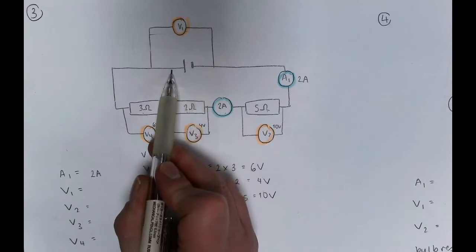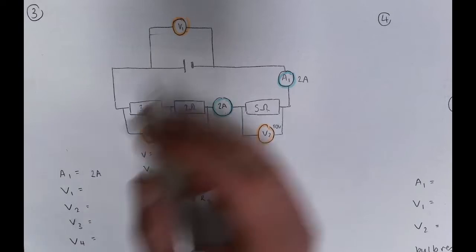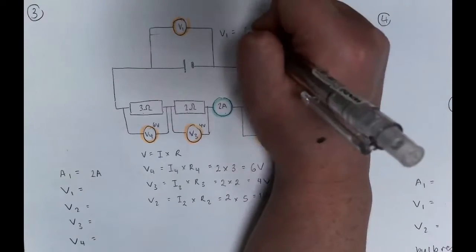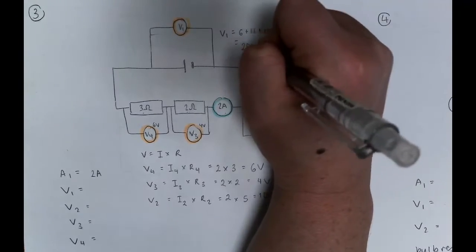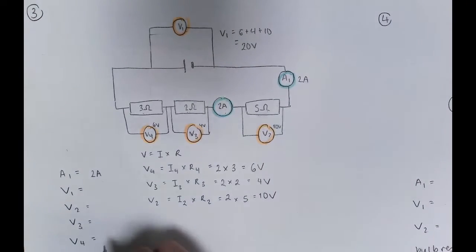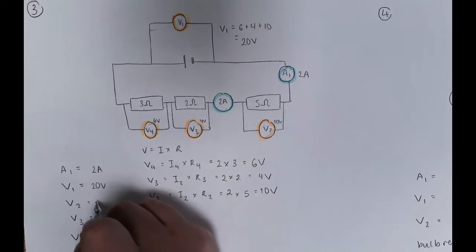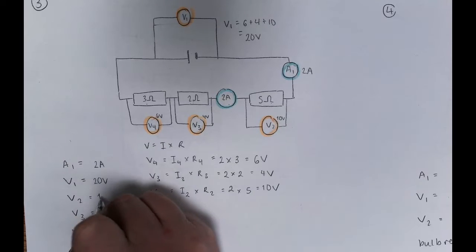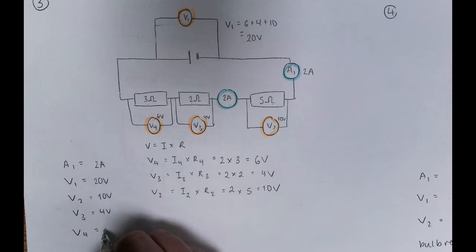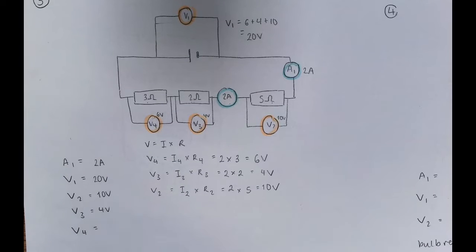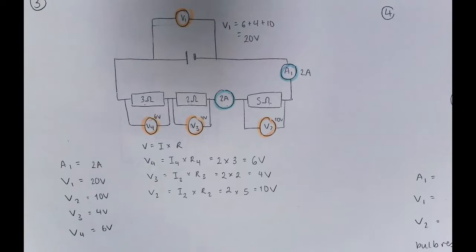I know that whatever I pick up across the power supply, I have to transfer across my components. And so V1 must equal 6 plus 4 plus 10, giving me 20 volts. So I can say 20 volts here. V2 was 10 volts. V3 was 4 volts. V4 is 6 volts. Okay, hopefully that makes sense and you're following through.